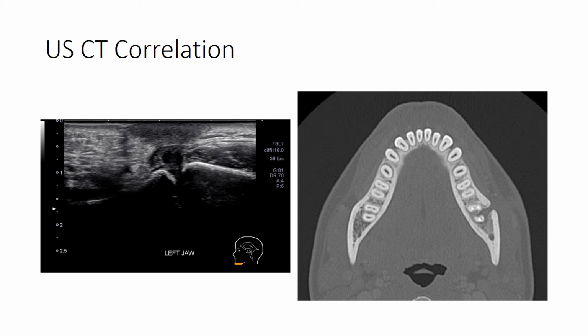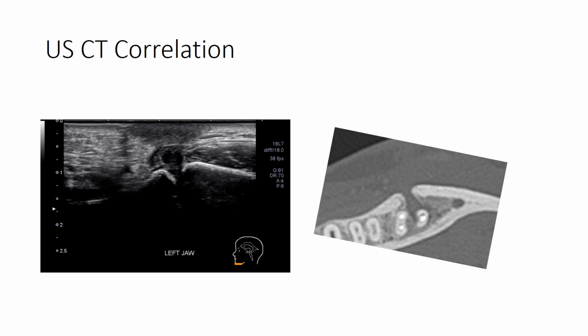Same thing with the other ultrasound finding, the cortical dehiscence, showing the same dehiscence on axial section CT. And once again, if I zoom in and rotate on the CT, you can see how similar the ultrasound and CT imaging appearance is.